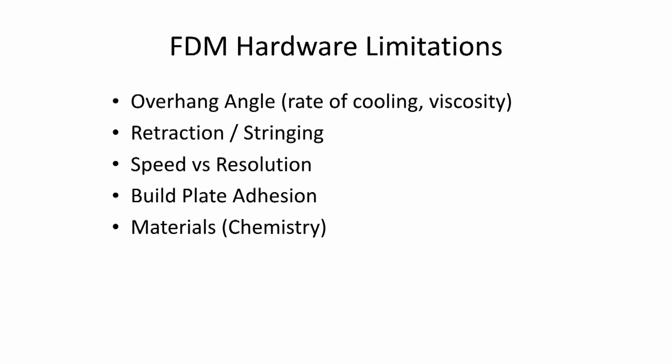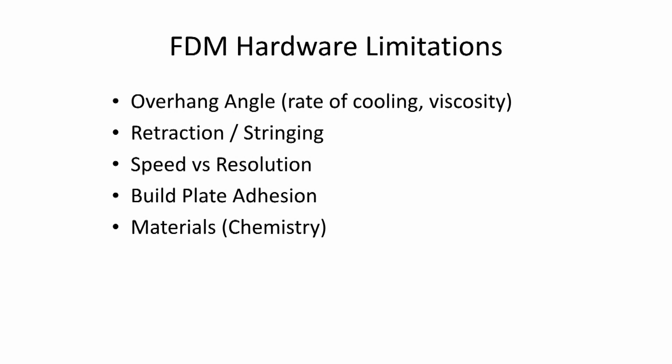So if we think of our FDM machines as basically advanced hot glue guns here, then we can start to think about some of the challenges they have, the limitations that that hardware has. One would be that we can't extrude melted plastic and expect it to float in the air. So we have some limiting overhang angle, an angle at which we can no longer support a layer above a previous layer. There are many ways to deal with that, such as cooling faster or by building supports underneath it.